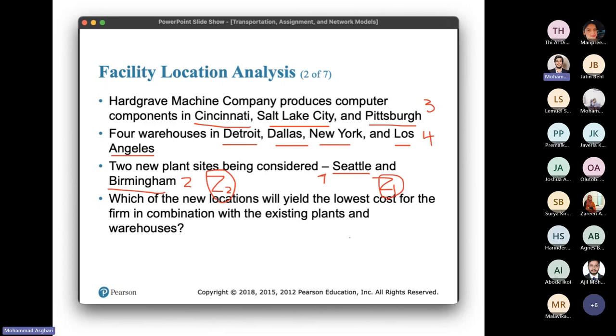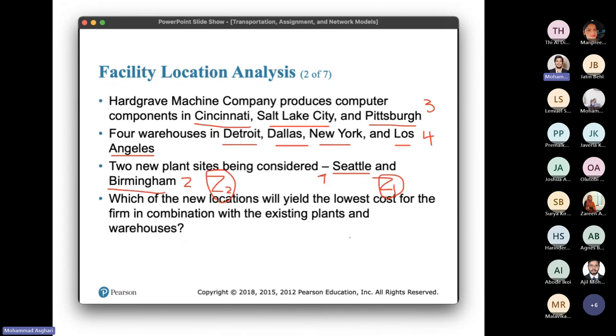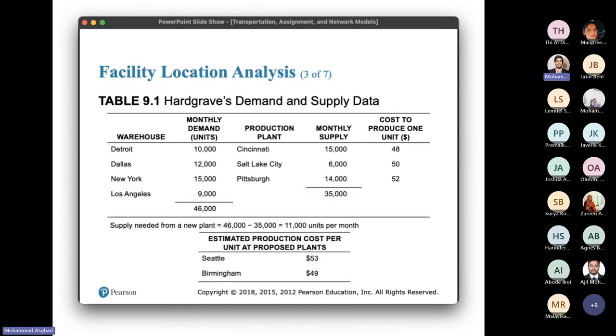Okay. So here we have all possible data in order to model the problem. So in Detroit, is Detroit a source or a destination? It is the destination, as you can see here. We have four destinations: Detroit, Dallas, New York, and Los Angeles. Each destination has its own demand. For example, Detroit has a demand of about 10,000 units. Dallas has a demand of about 12,000 units. And if you get a summation of them, you can reach these numbers.